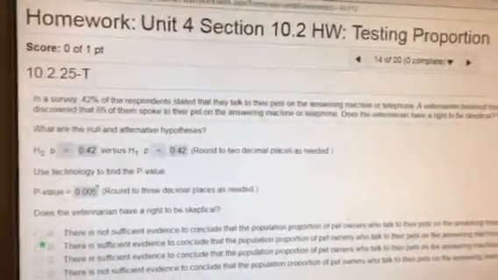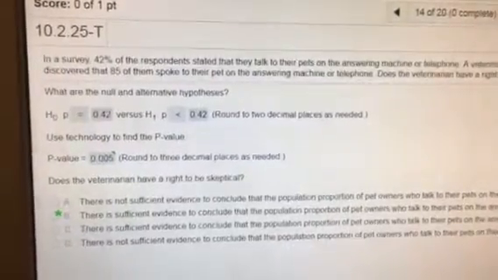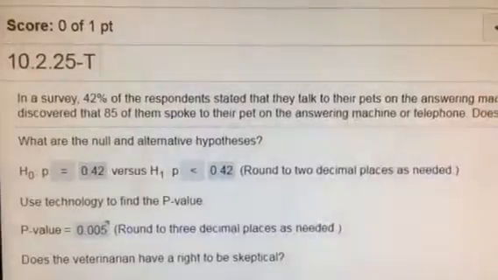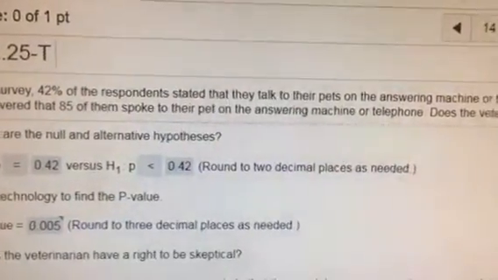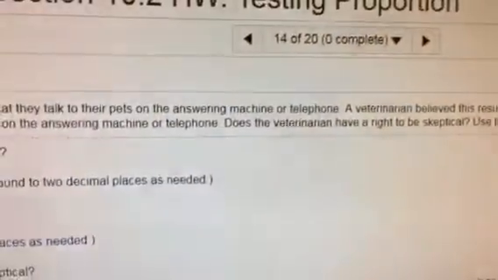Okay, we're going to do another problem in section 10.2 in our homework. And in this problem, it says in a survey, 42% of the respondents stated that they talk to their pets on their answer machine or telephone. So notice P is going to equal 0.42.